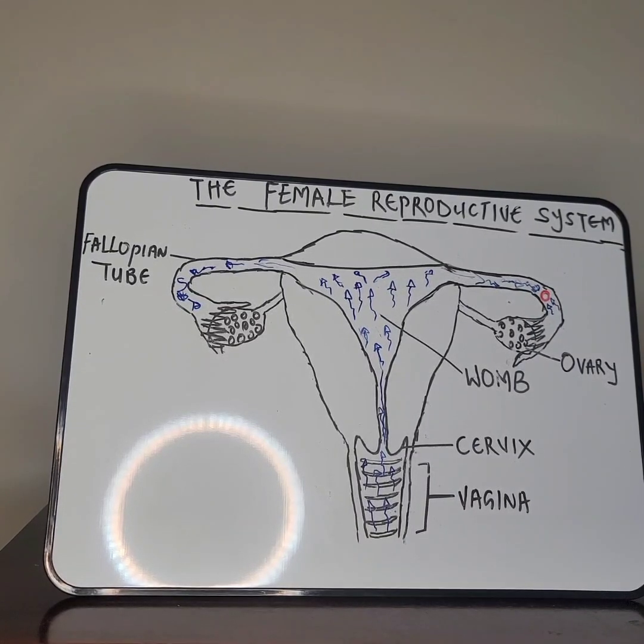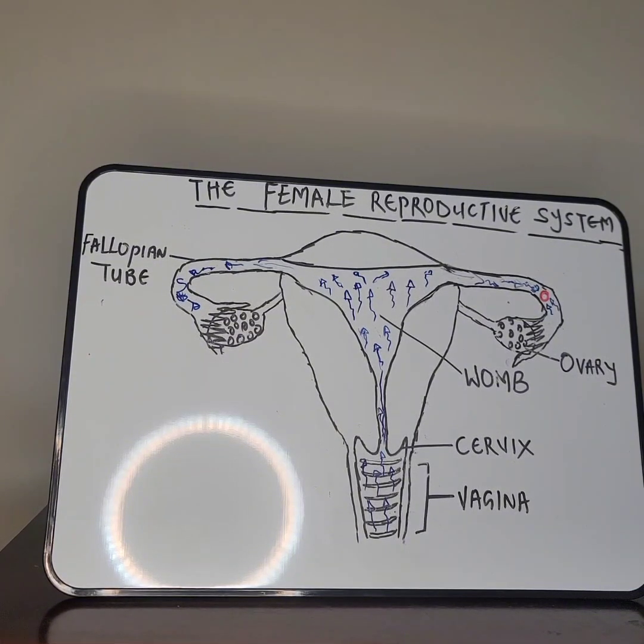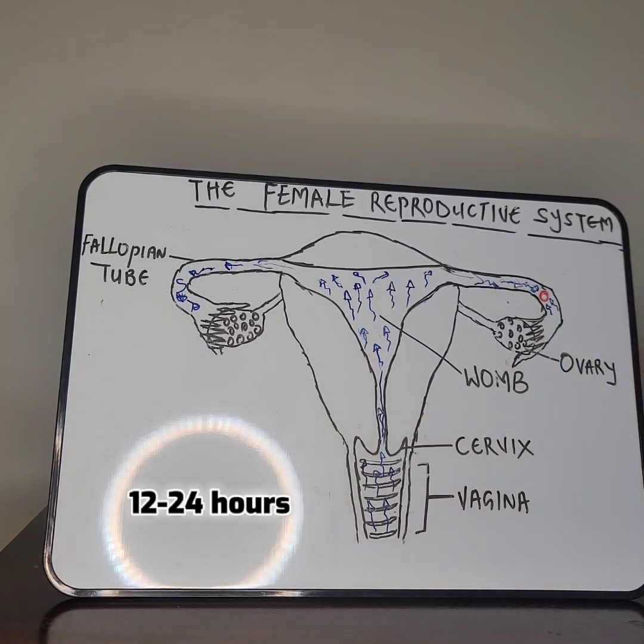Now, when it comes to fertilization, there are very critical things that you must understand. The first one: the lifespan of this egg is just 12 to 24 hours. So once you release this egg, it needs to be fertilized within 12 to 24 hours. Else, this egg will be absorbed back into the body.